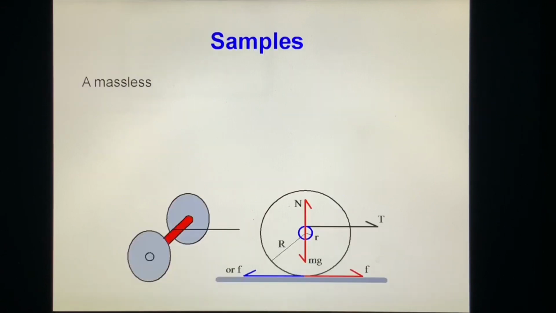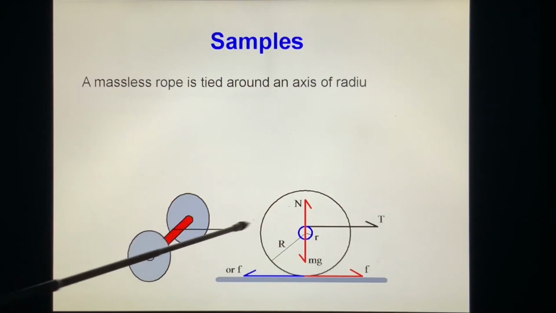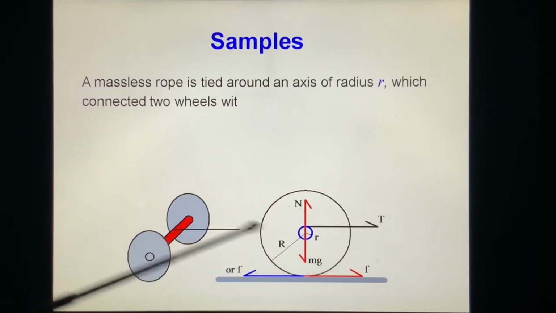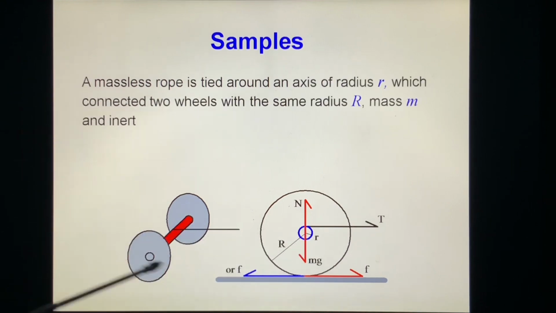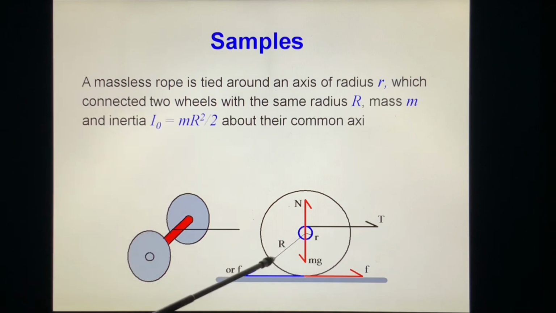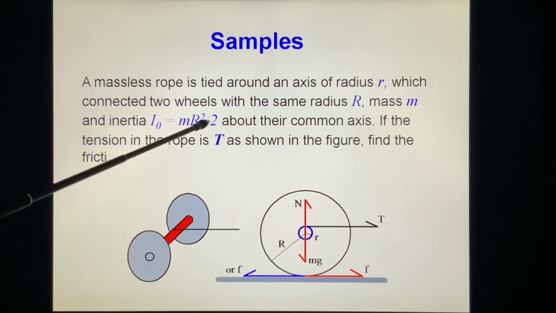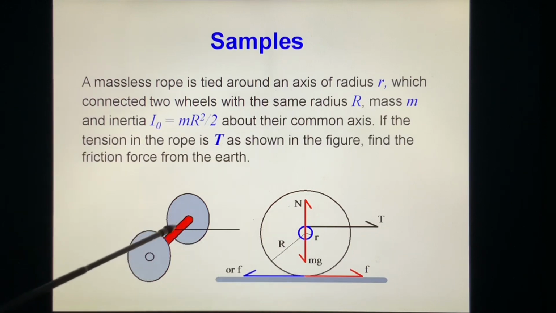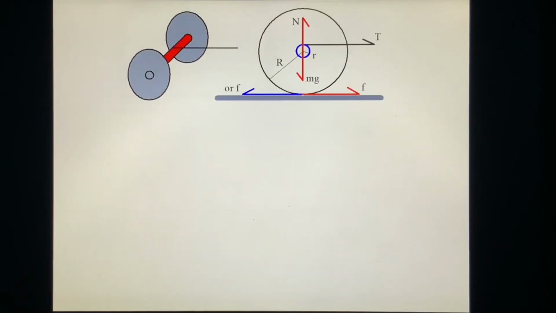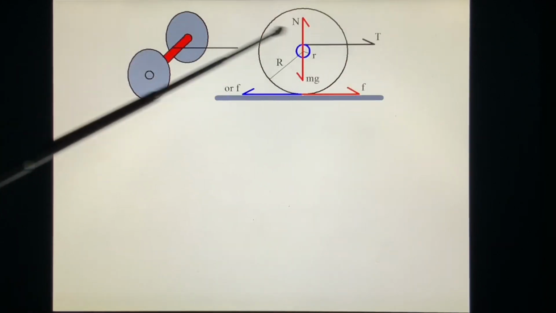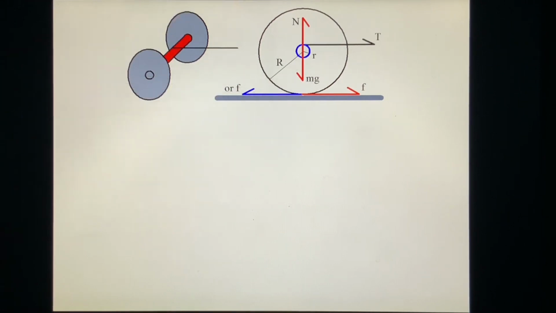Another example. A massless rope is tied around an axis of radius r, this is small r, which connects two wheels with the same radius big R, mass m, and inertia I0, mR squared over 2 about their common axis. If the tension of the rope T, assume is this one, find the friction force from the earth. Now let's see. We draw the free body diagram of these devices, okay?